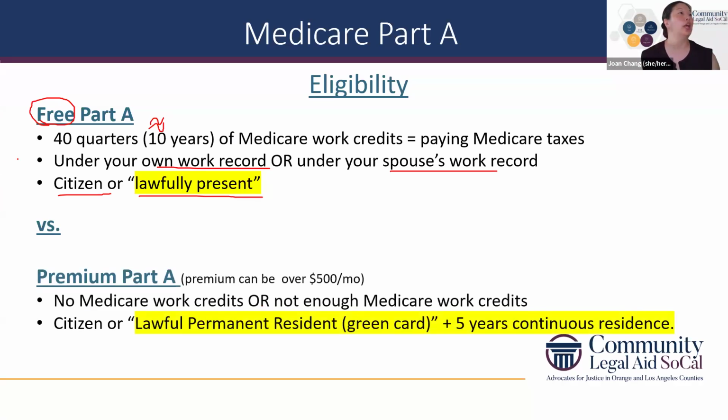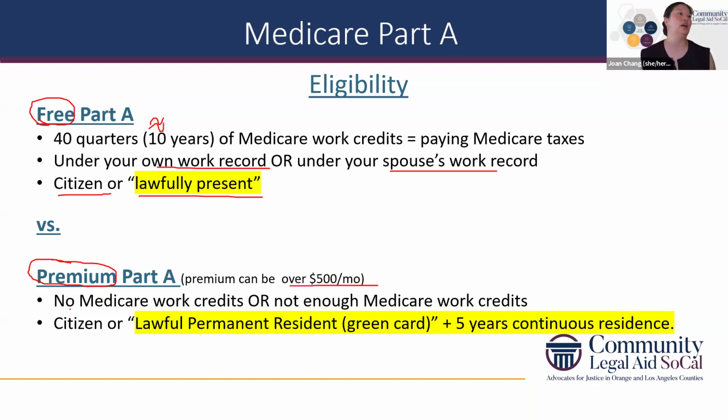Okay, let's talk about Premium Part A. Premium Part A obviously is not free. It costs money. Currently, the premium for Medicare Part A can be over $500 per month. It is very pricey, and we're going to talk about ways to avoid the $500 per month.